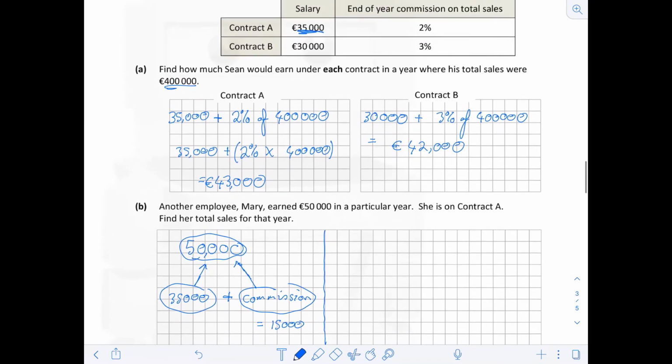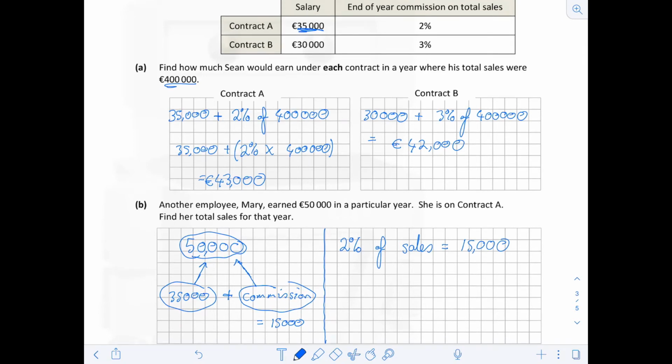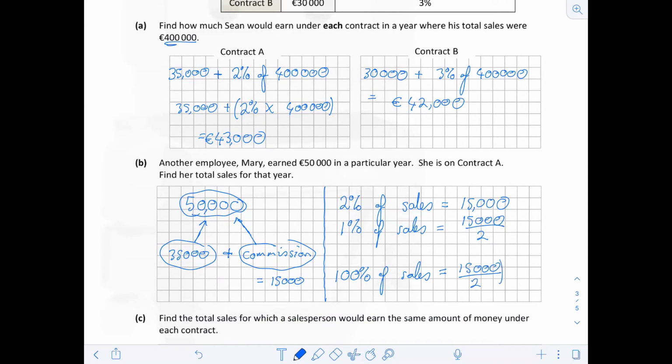Now, because the commission corresponds to 2%, well then 2% of sales must equal 15,000. So if 2% of the sales is 15,000, what do we do to get 100% of the sales? Well, if 2% of sales is 15,000, 1% of sales must equal 15,000 over 2. And therefore 100% of sales must equal 15,000 over 2, multiplied by 100, and that's going to equal 750,000. So 750,000 euro she sold.